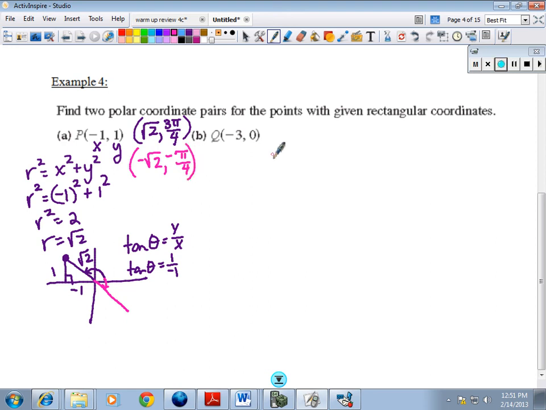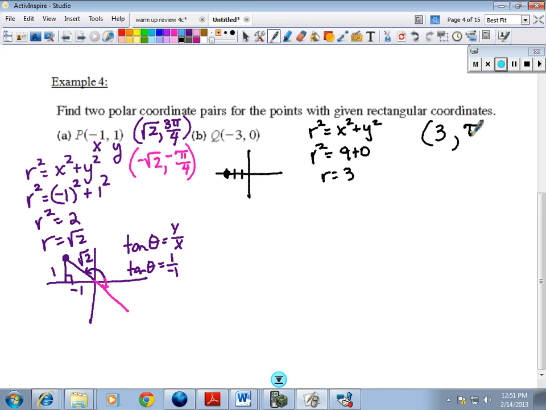Okay, I'm going to do the same thing here. I need my r. So r squared equals x squared plus y squared. So r squared, 9 plus 0 is 9, so r is 3. So it's going to be 3 comma. Now negative 3, 0. This one's going to be pretty easy. 0 degrees is here. Negative 3, that's going to be at pi. Or, going the opposite direction, going this way, that's 0, but it would be a negative 3.